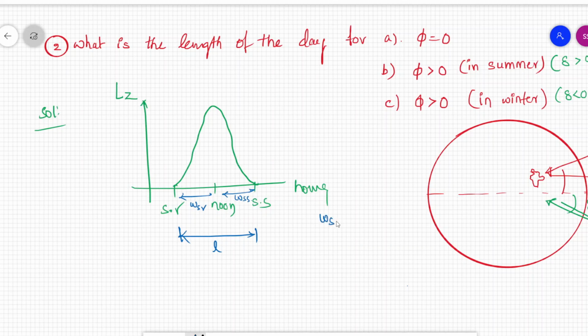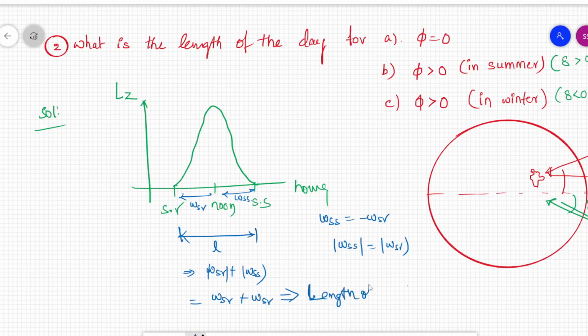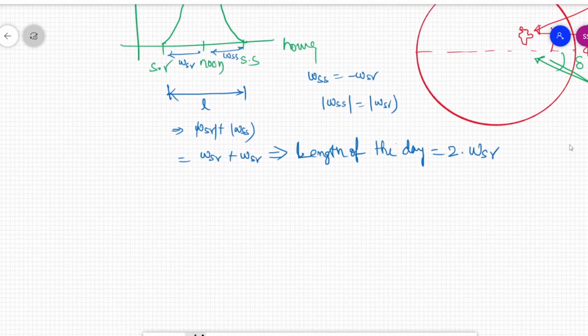We already know that the sunset angle is the negative of the sunrise angle, so the magnitude of omega SS equals the magnitude of omega SR. So the total length will be the magnitude of omega SR plus the magnitude of omega SS, that is nothing but omega SR plus omega SR. The length of the day can be written as equal to 2 into omega SR. Okay, so this is the length of the day, and we have to find it. For the first one, pi equal to 0, what is the length of the day?